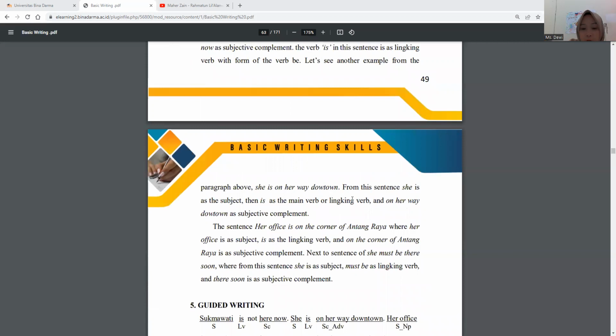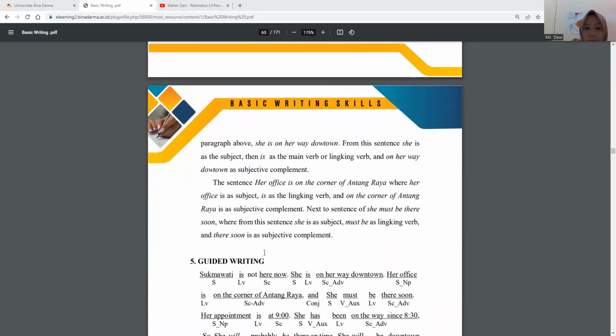She's on her way downtown. From this sentence, she is the subject and is the linking verb, on her way downtown as the subjective complement. Then the sentence, her office is on the corner of Antang Jaya, where her office is as subject and is as the linking verb, and on the corner of Antang Jaya is subjective complement. So you must understand which one is the linking verb. You have to identify the subject, linking verb, and also the subject complement.